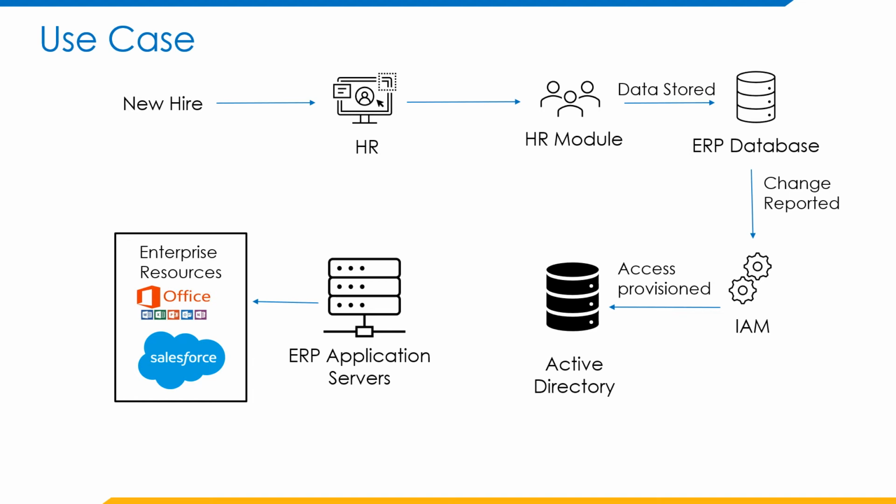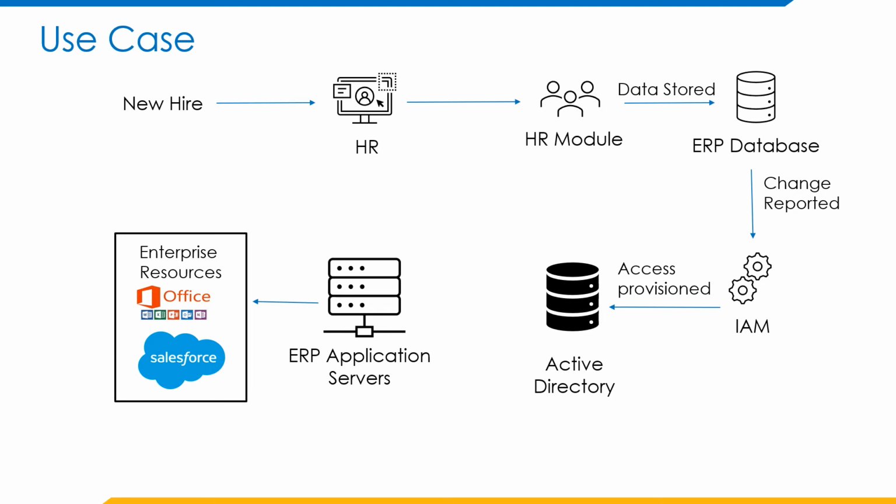Once a change is reported by the ERP system, it will be reported in the Active Directory by the IAM system. Suppose the user changes their department, or there is a change in the duties to be performed by that user. These changes will be observed by the identity and access management system, and it will forward those messages to the ERP system.